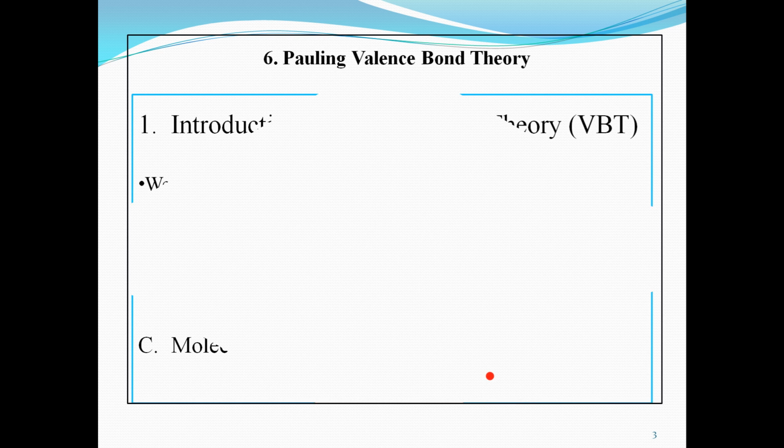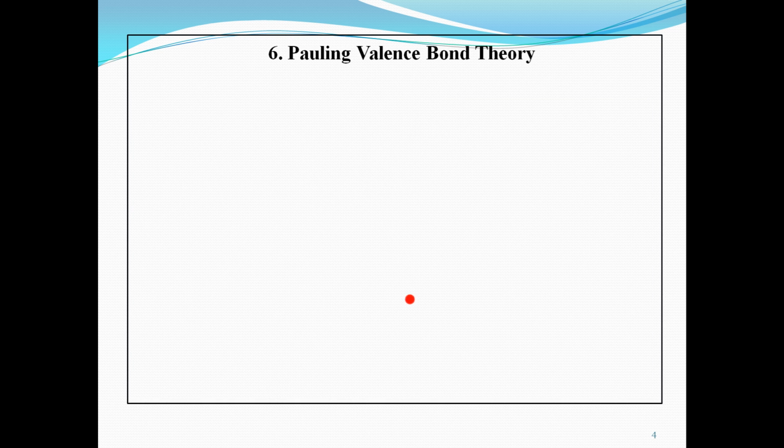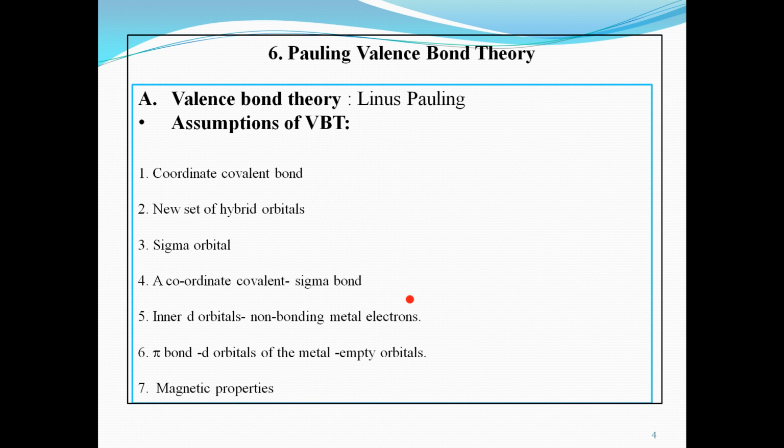Now in this theory of valency, or valence bond theory, Werner structures and their existence have been explained. Valence bond theory, crystal field theory and molecular orbital theory are the important theories we will discuss. Now there are certain assumptions of the valence bond theory.